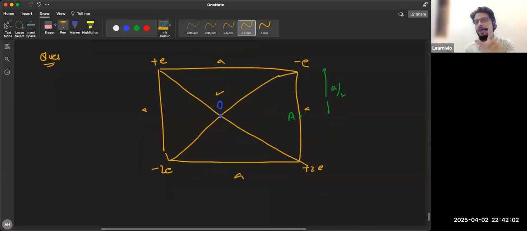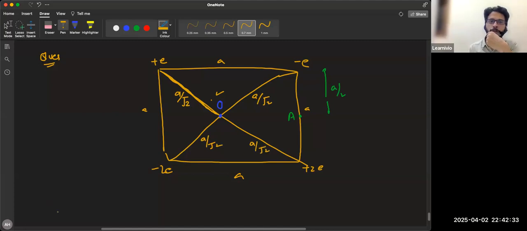Now, if you want the value of potential at O, each side of the square is A, and you need this separation. Upasana, how much is this separation? If each side of the square is A, then how much is this separation? Root A square plus A square, so A by root 2, right? It's half of the diagonal of the square. Similarly here, this is A by root 2, this is A by root 2, this is A by root 2.